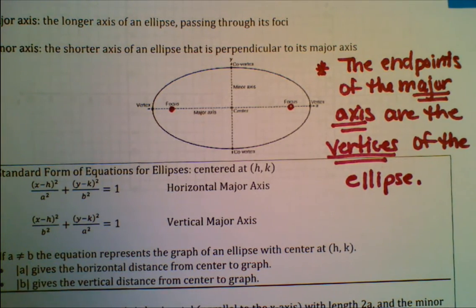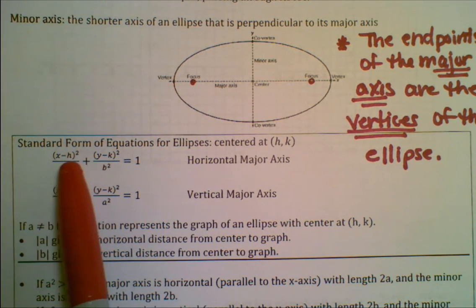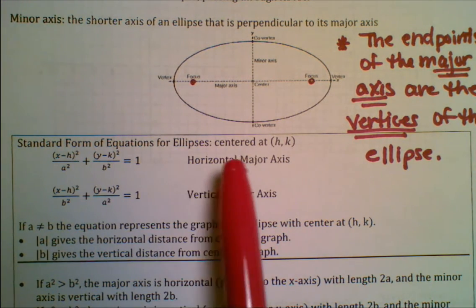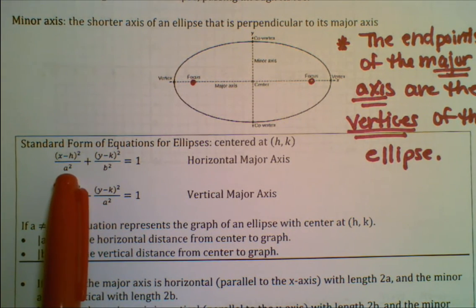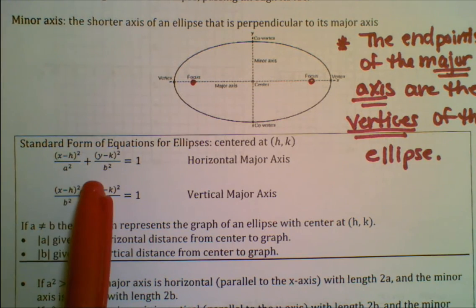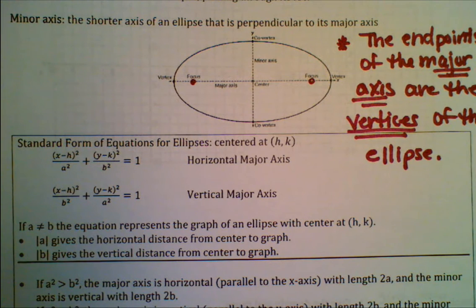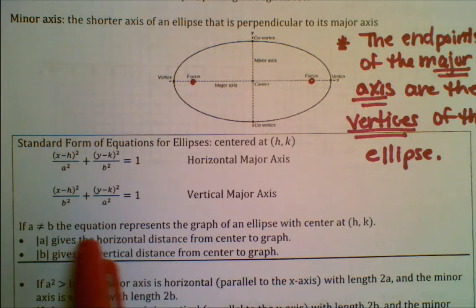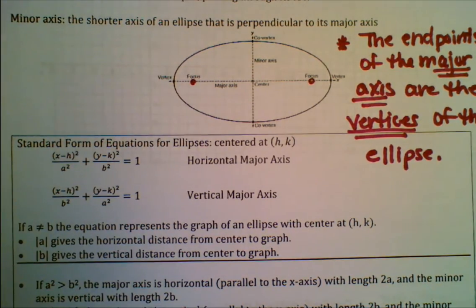We have two types of equations when we're looking at ellipses. Standard form of an equation for an ellipse where the center is at (h, k): we have the quantity x minus h squared over a squared, plus the quantity y minus k squared over b squared, equals 1. That will be the horizontal major axis. And then we have our vertical axis, and just notice that the a squared and b squared are reversed.